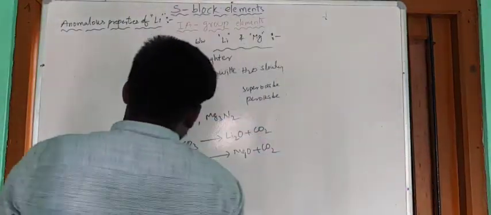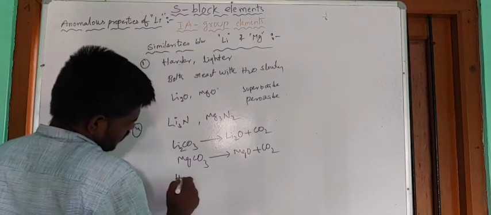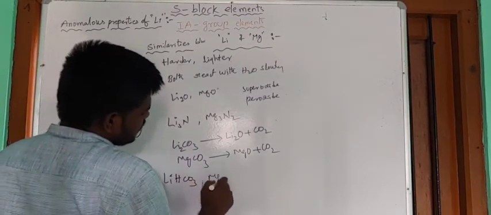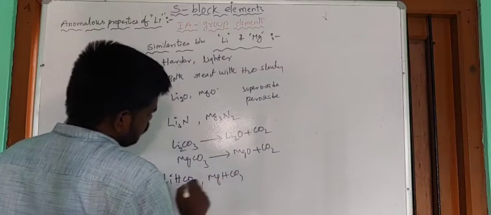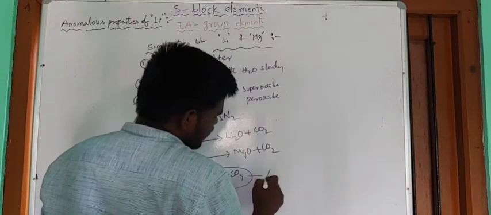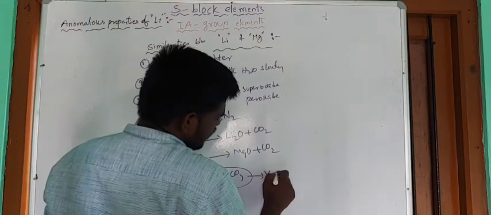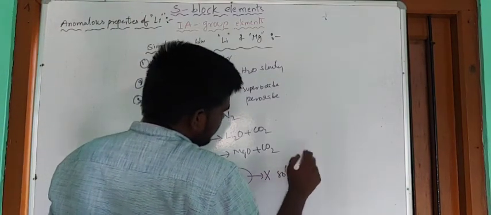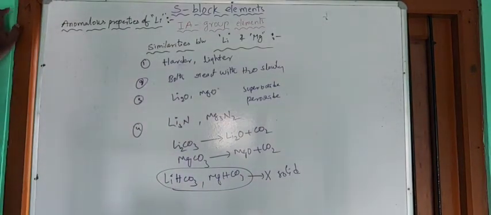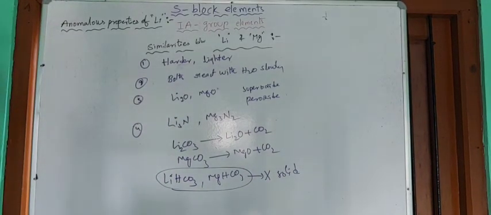Next one, hydrogen carbonates of lithium and magnesium. These two do not exist in the solid state, but other hydrogen carbonates of first A group and second A group exist in the solid state.